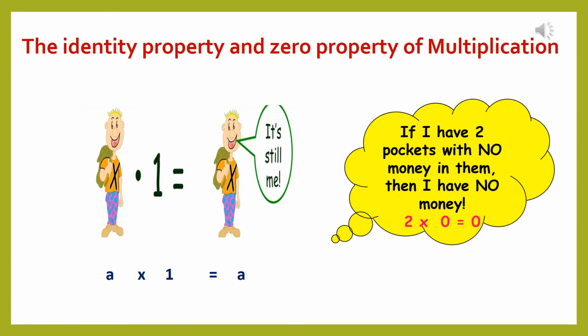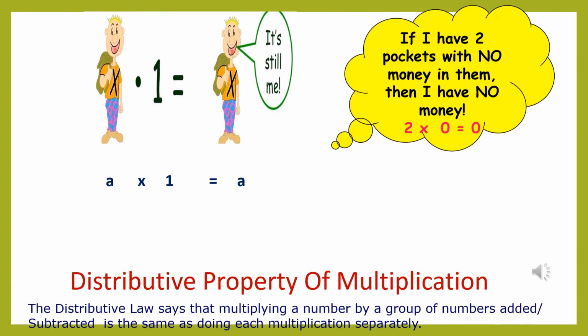Look at the examples of the identity property and zero property of multiplication. The first example shows that 1 is the only number you can multiply something by and see no change. And in the second example, if you have 2 pockets with no money, then it means that anytime you multiply a number by 0, your answer is 0.